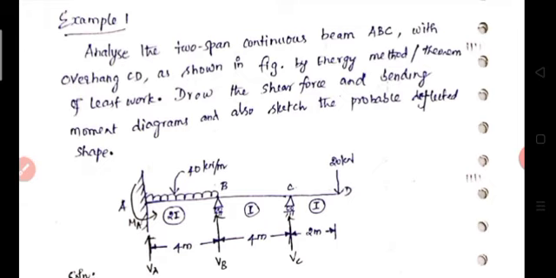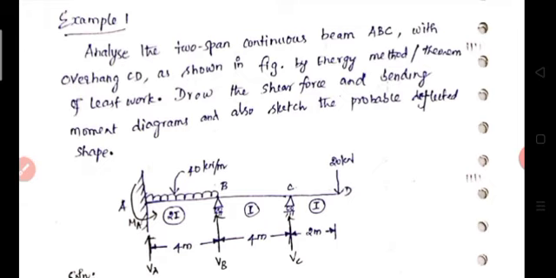But in this structure, the two-span continuous beam is subjected to only vertical loading. So what kind of system does it represent? It is a coplanar parallel system of forces in the vertical direction. Therefore we don't consider the horizontal reaction at the fixed end. At the fixed end we consider only two reactions: one is the vertical reaction, another one is the moment MA.